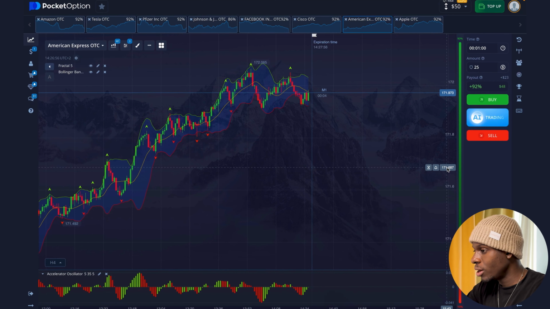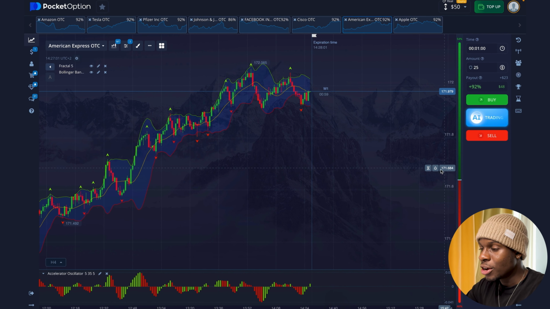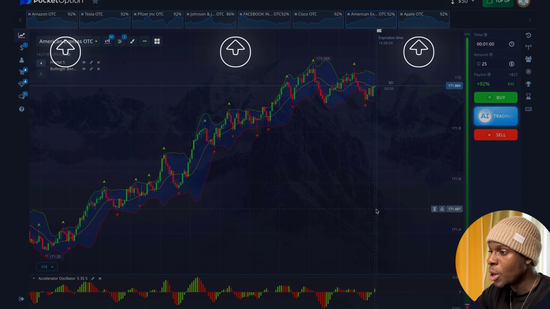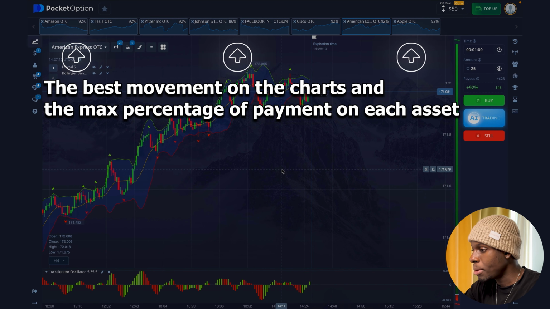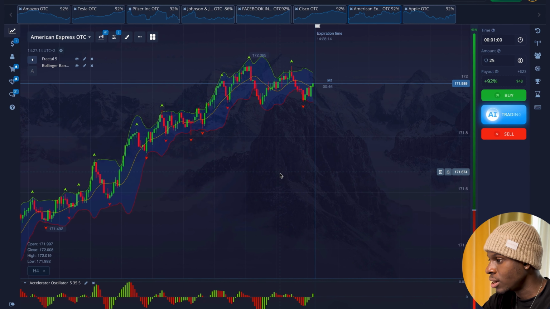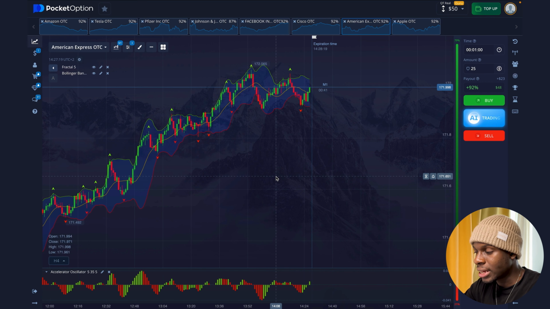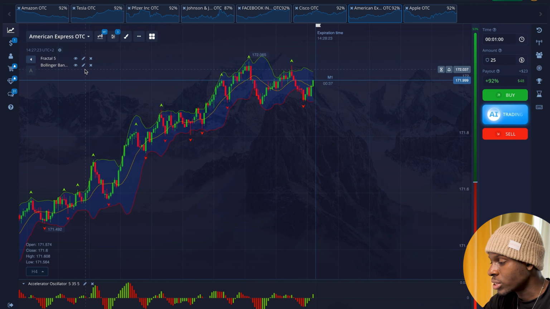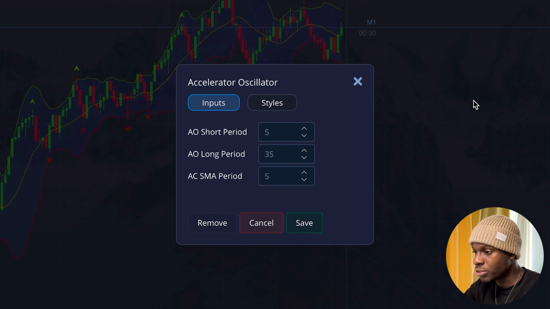Okay, guys, so we are on the platform, and we're going to be trading company stocks today. You can see I've already selected a couple of them like usual, with the best payout percentages and also good movement patterns. And we're going to be using this set of indicators for our trade today as well. You can see our fractal, Bollinger Bands, and also the oscillator indicator. So these are the settings. You can see them on my screen.